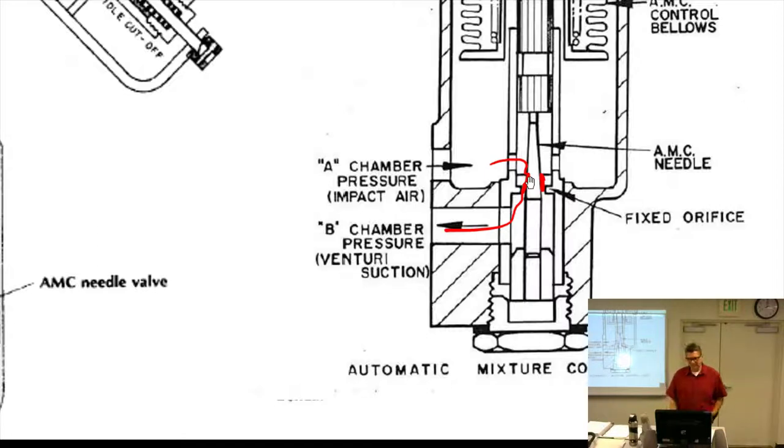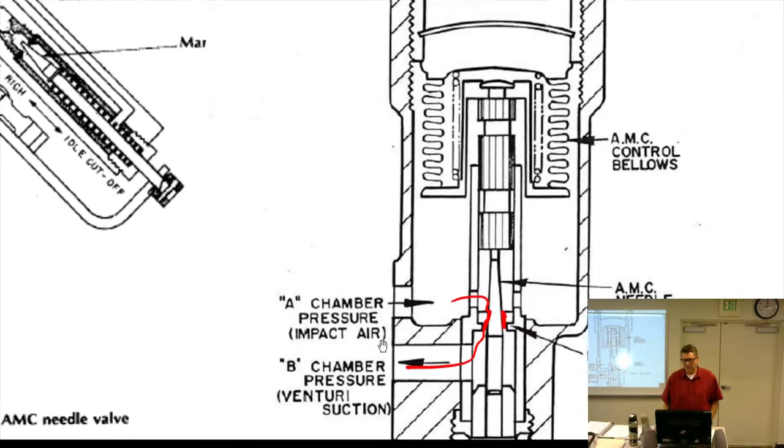The pump now closes the poppet valve. Less air metering force closes the poppet valve, so the carburetor goes lean, which is what it's supposed to do. It's the automatic mixture control. What happens if the automatic mixture control breaks? You're just going to be rich.